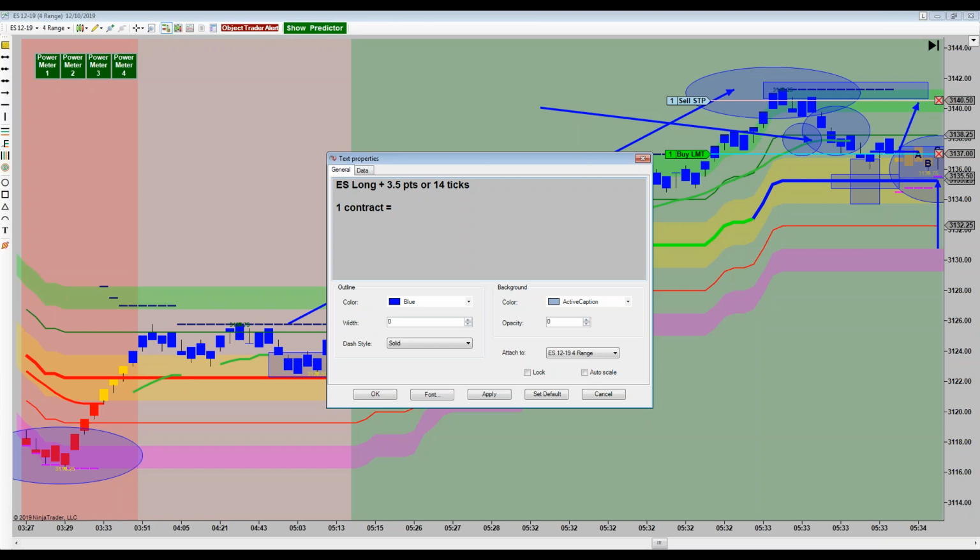Well, how much is ES worth a point? Does anybody remember what that is? What's 3.5 times what will give you what? Or 14 times what per tick, if I'm going to put a number on this? $12.50 a tick, 4 ticks per point, $50 a point, would put you right at $175, right?